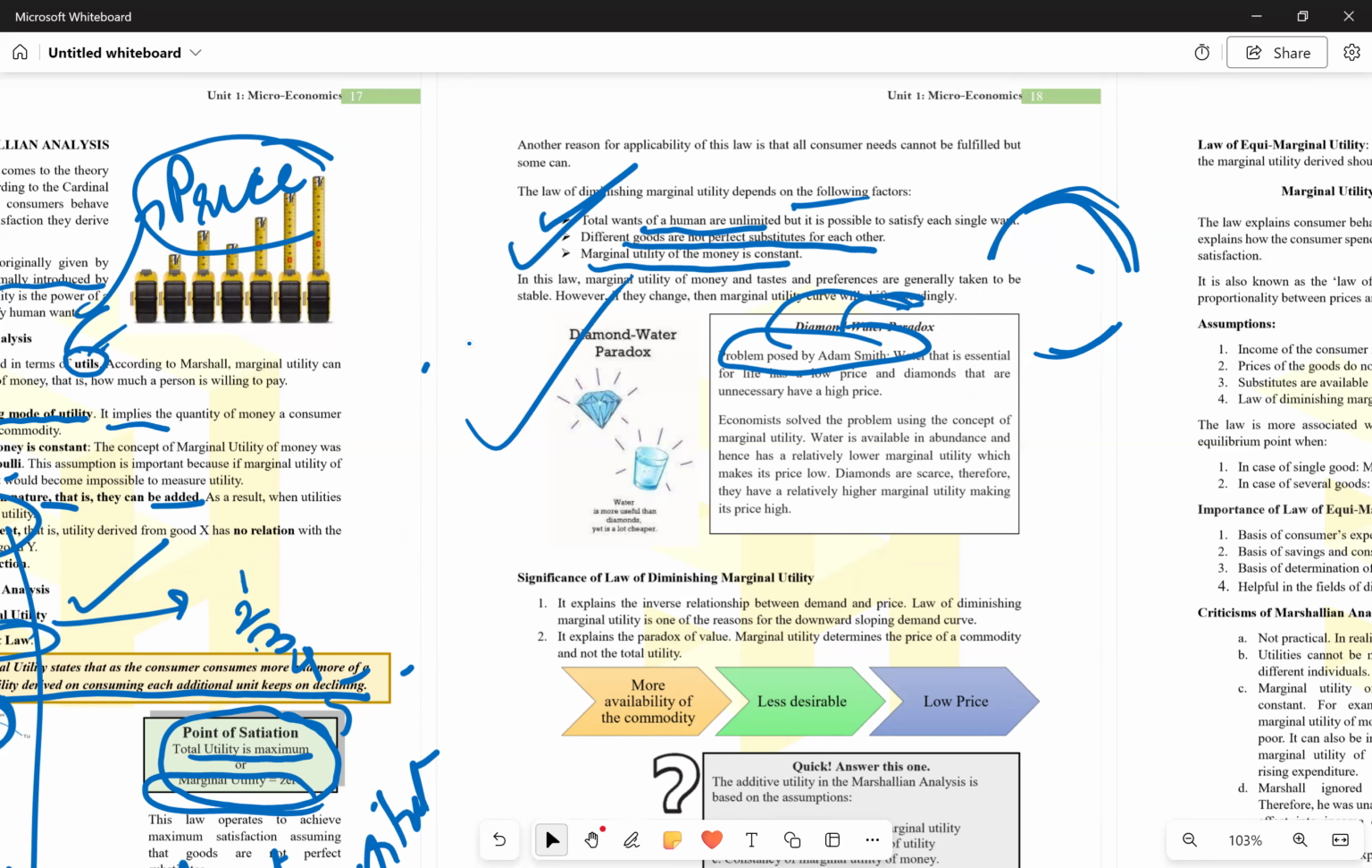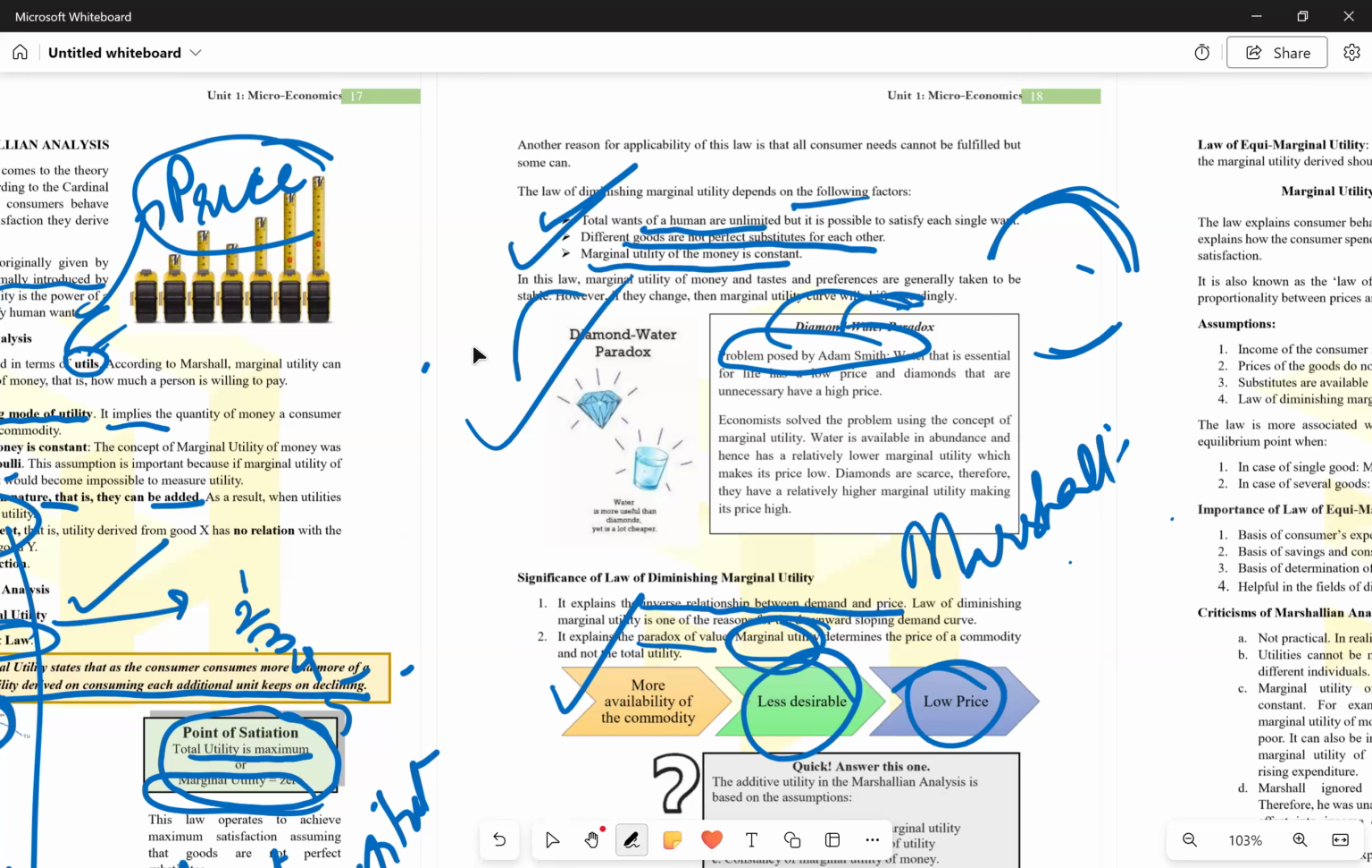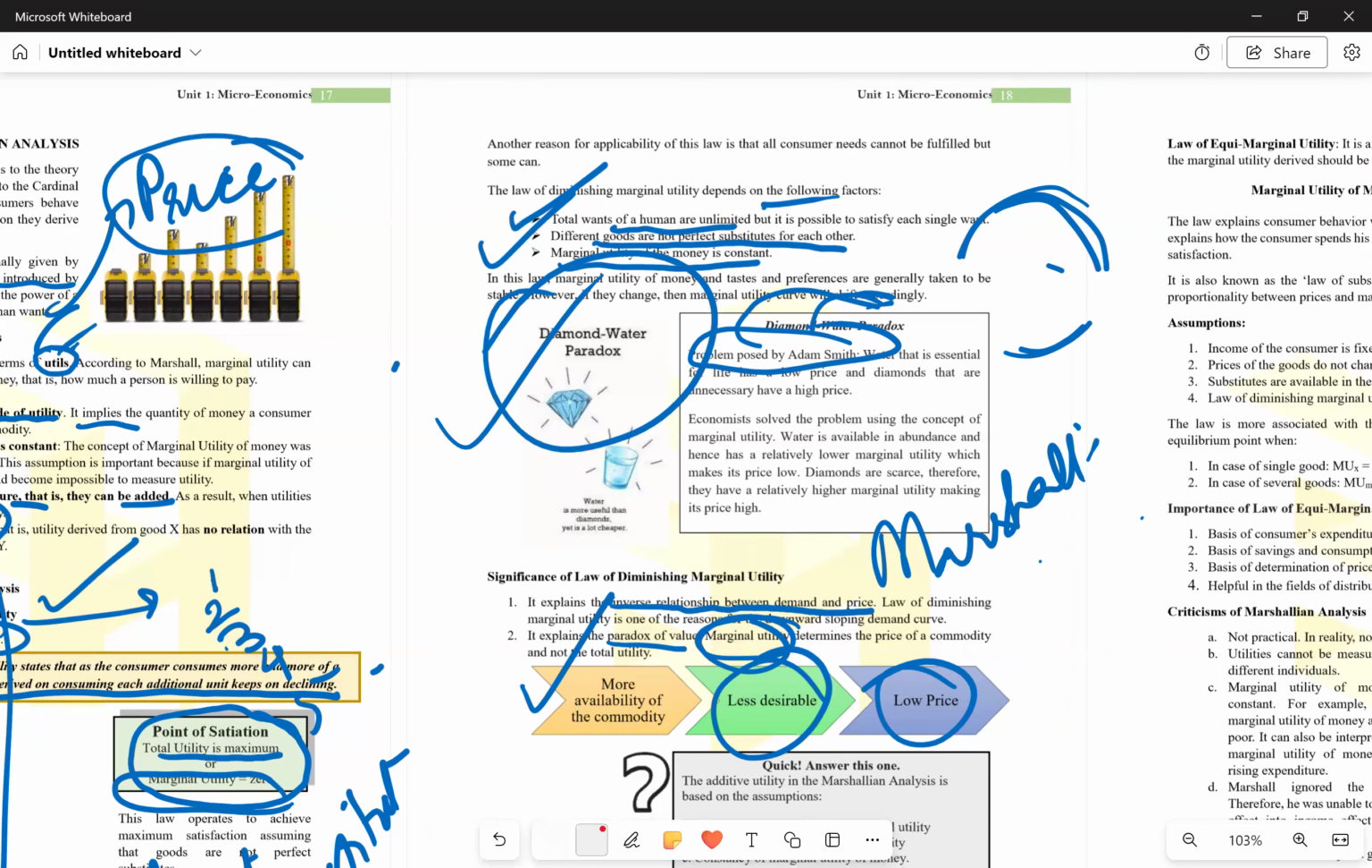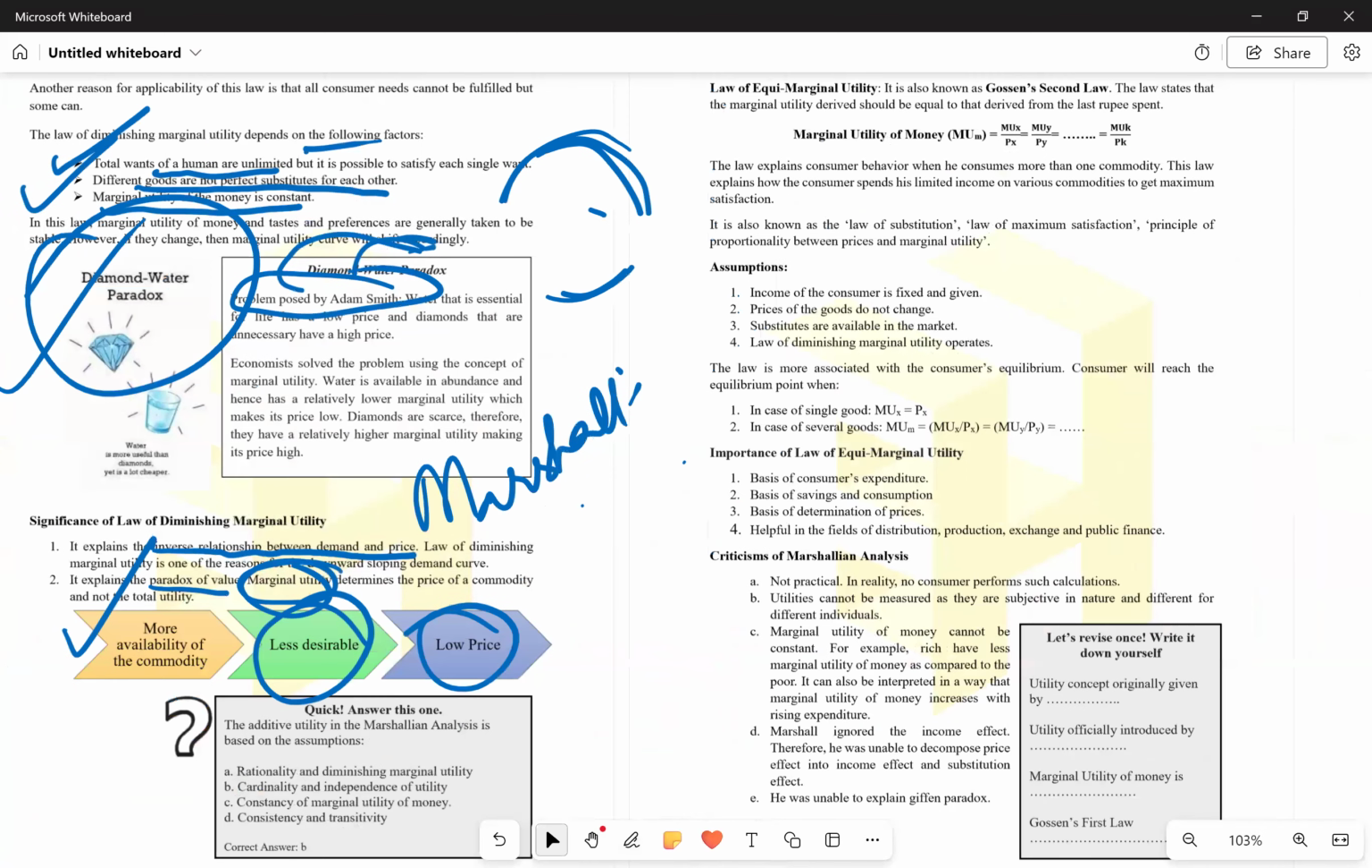Okay, so what is the significance of this? Again, as I said, it explains the inverse relationship between demand and price. And also it resolves the paradox of value, right? That your marginal utility is the one which determines the price of the commodity and not the total utility, right? Simply because if the commodity is available in abundance, it would become less desirable and hence low price. So therefore, Marshall's law of DMU solved the problem that was posed by Adam Smith. Okay. Clear till here?